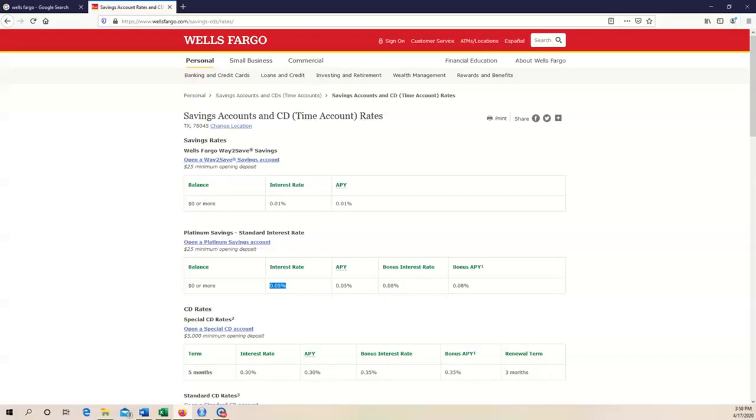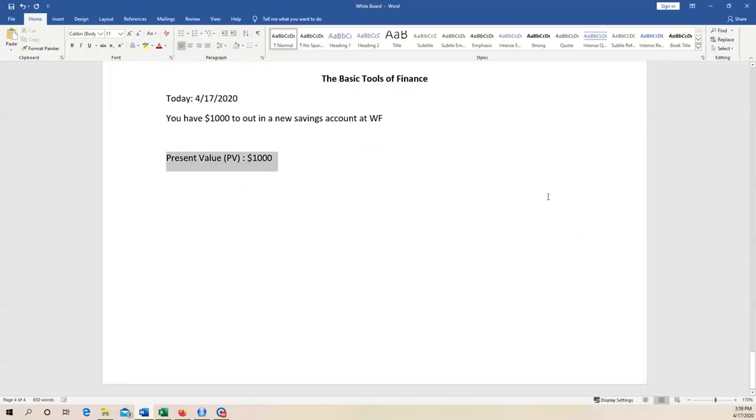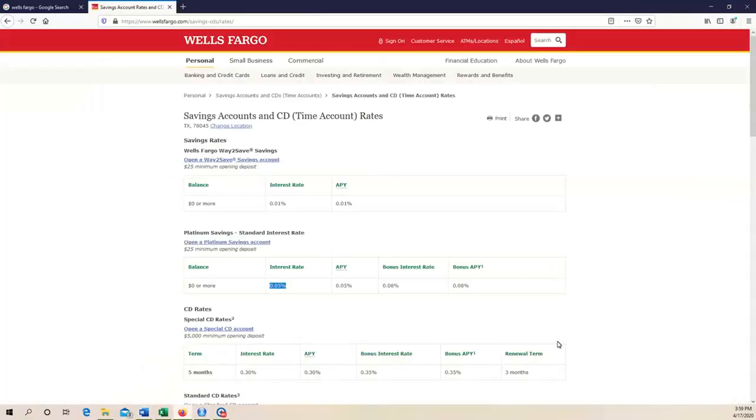Okay, so here for basic tools of finance, we have present value. Today, the current present day, you are going to open a new savings account. You're about to put in 1,000 US dollars. This amount of money is called the present value, and you are promised an interest rate at Wells Fargo. Let me use lowercase letter i to represent the interest rate. So what's the interest rate at Wells Fargo? 0.05%. And that's pretty low, actually. And that's not the worst one. The worst one is 0.01%, that's a basic savings account.